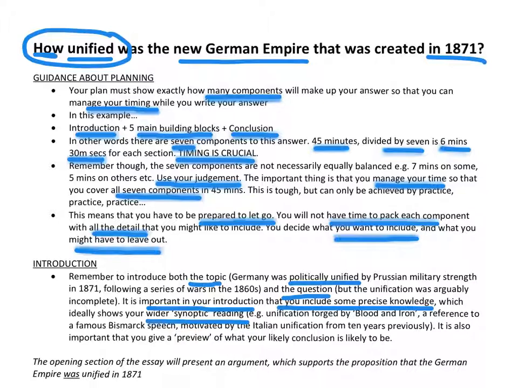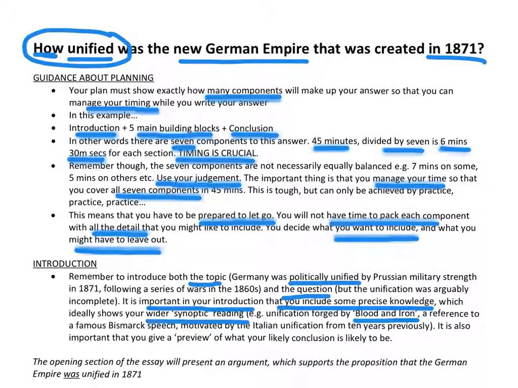So you could, for example, say unification was forged by Bismarck. That's fairly basic knowledge. Everybody will say that. You've got to show off some knowledge. You could therefore make reference to his famous speech about forging the unification through blood and iron. Blood is a reference to the role of the Prussian army through war. Iron is a reference to the fact that it's about German industry working with the Prussian military to make the unification happen.